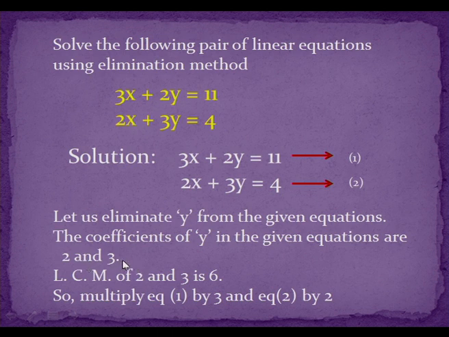Now, what is the LCM of 2 and 3? You know that 2 and 3 are co-primes. So, their LCM is their product. So, we get LCM of 2 and 3 as 6. So, multiply equation 1 by 3 and equation 2 by 2. That is, we are trying to multiply the equations 1 and 2 with the coefficients of the opposite value. So, multiply equation 1 by 3 and equation 2 by 2.